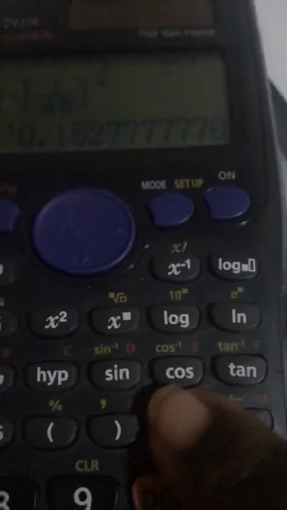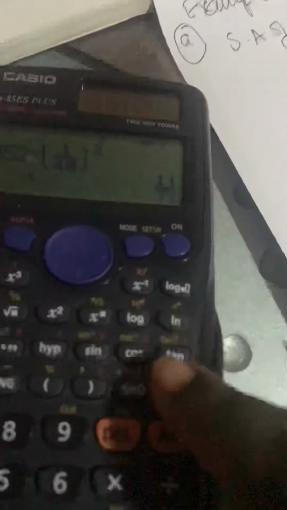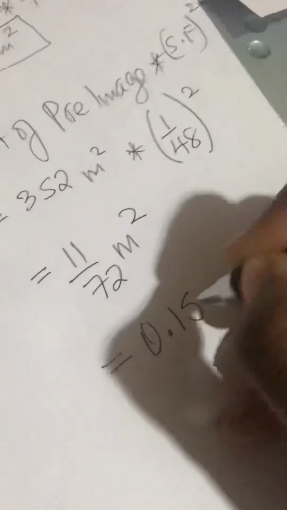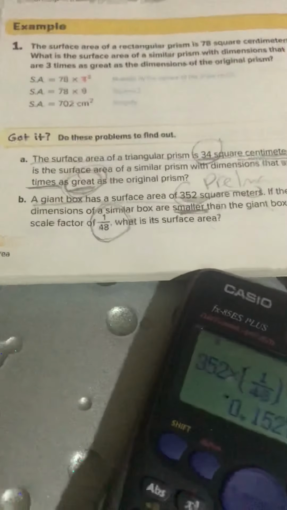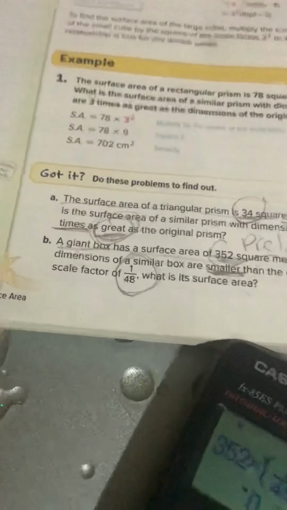So let me press SD first. So this is 11 over 72 meters squared. And then the decimal will be 0.15 meters squared. And then you box your answer. Okay? And that is how you do A and B. Now let us do C.